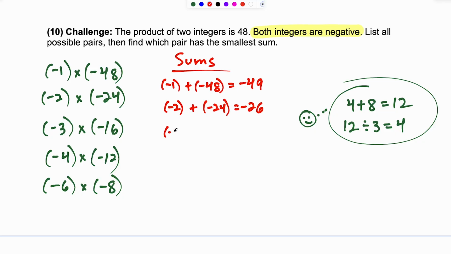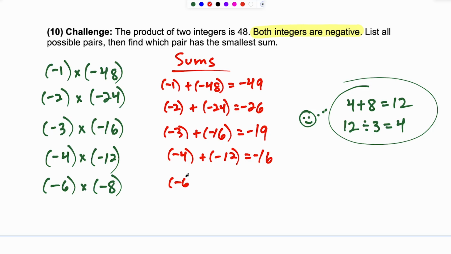And then we have negative 3 plus negative 16. And let me just make that a little bit neater. So we have negative 3 plus negative 16 is equal to negative 19. And then we have negative 4 plus negative 12 equals negative 16. And then finally we have negative 6 plus negative 8 equals negative 14.